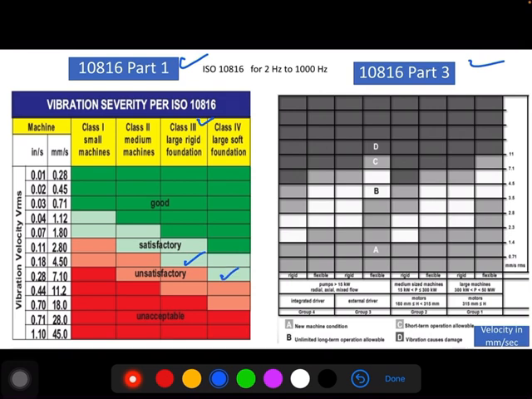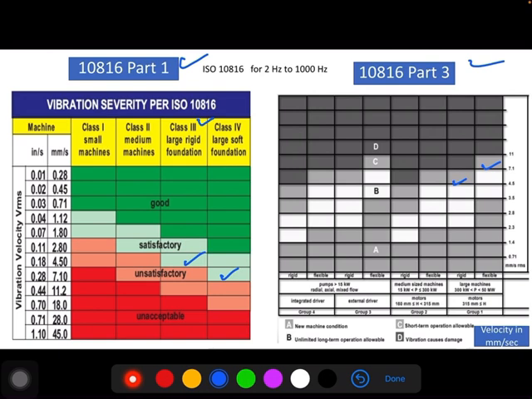Similarly, you can compare for part 3. I think there are some slight differences there. For example, here a large machine, if it is more than 300 kilowatt, considering a machine with 500 kilowatt, then if it is rigid, again here 4.5 is the acceptable limit. If it is flexible, then 7.5 is the acceptable limit for the flexible foundation for the 500 kilowatt machine. So there is a slight difference in all the levels. So you can refer to either part 1 or part 3.